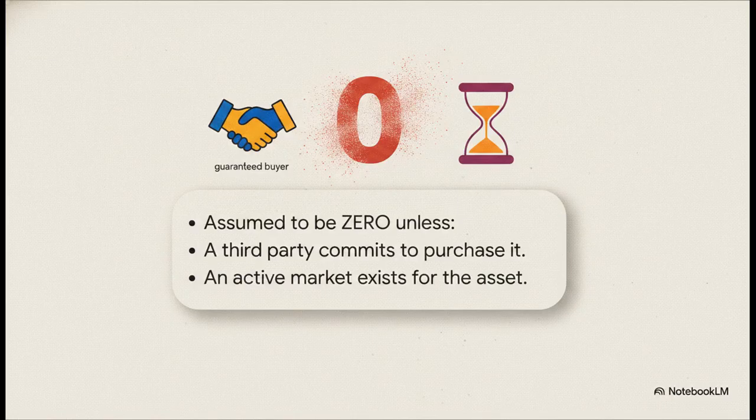Now, when calculating amortization for finite lives, how do you determine the residual value? Well, unless you have a guaranteed third-party buyer lined up or a guaranteed active market that will still exist at the exact end of the asset's life, you have to assume the residual value is zero. The baseline assumption here is that an intangible asset will be fully consumed by the company over its finite life, leaving absolutely nothing of reliable value at the end.